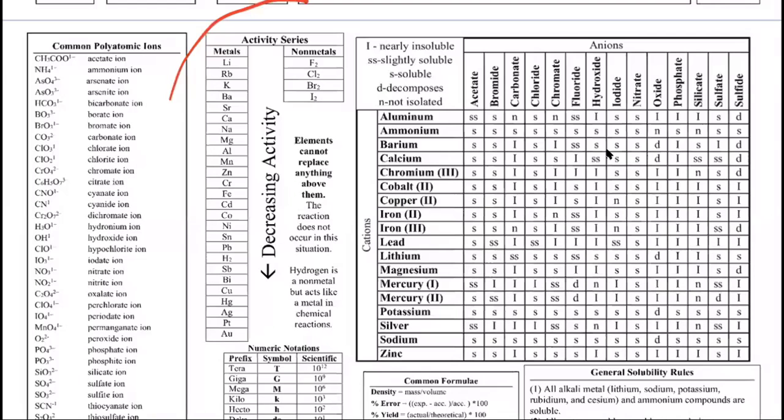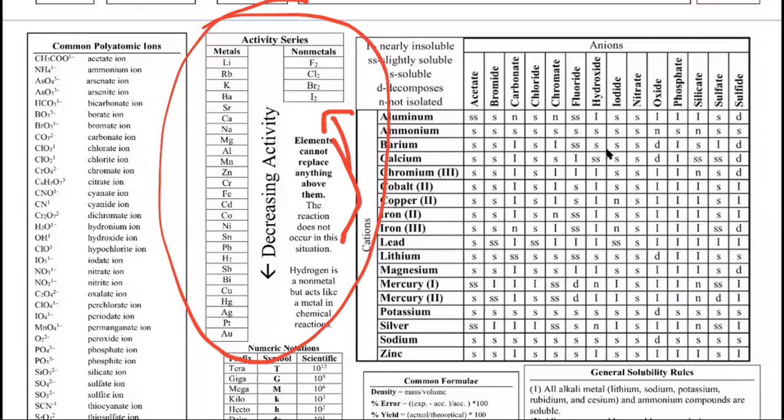They're not exactly like the one in the notes. For example, the nonmetals, like I told you, only include the halogens, the ones that are in group 17. It doesn't include oxygen and sulfur and phosphorus because a lot of times they are not participating. They're not as common in these reactions, so they get left off the list because the halogens are the ones mostly doing the reacting. But you notice it says decreasing activity, and it even has a little reminder: elements cannot replace anything above them. The reaction does not occur. And it says hydrogen's a nonmetal, but it acts like a metal in chemical reactions because it's positively charged.